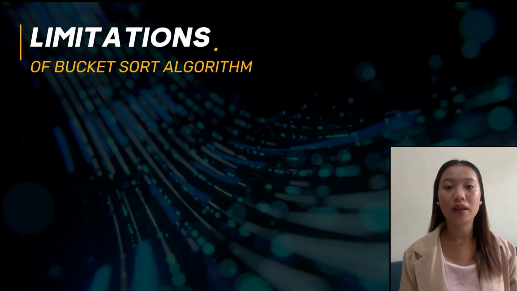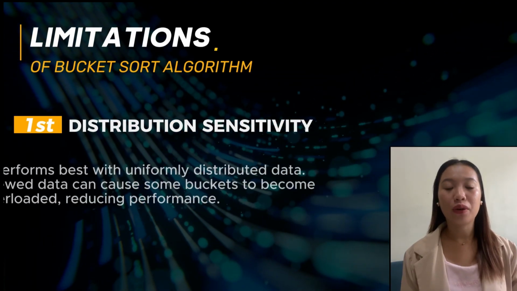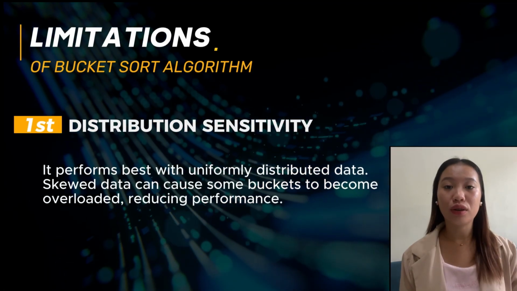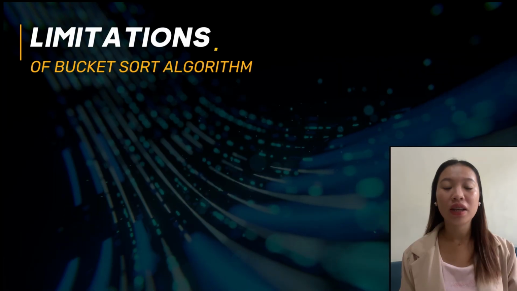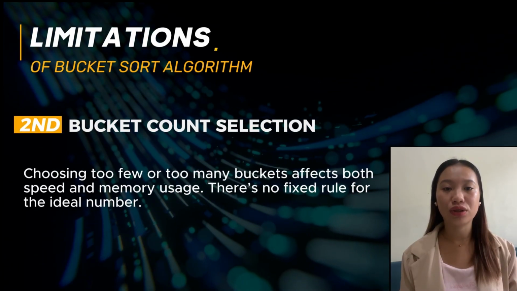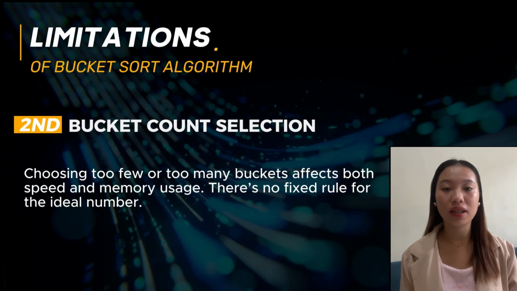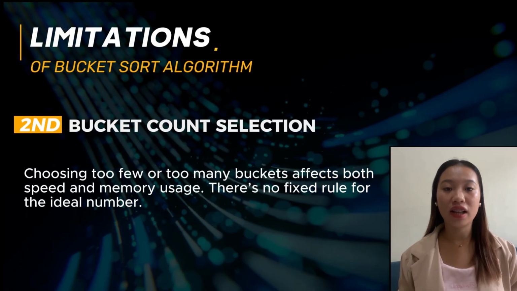Despite its efficiency, bucket sort has several limitations. First is distribution sensitivity. It performs best with uniformly distributed data. Skewed data can cause some buckets to become overloaded, reducing performance. Second is bucket count selection. Choosing too few or too many buckets affects both speed and memory usage. There's no fixed rule for the ideal number.